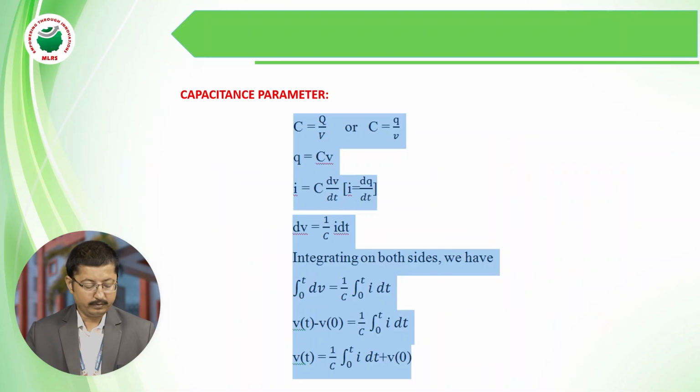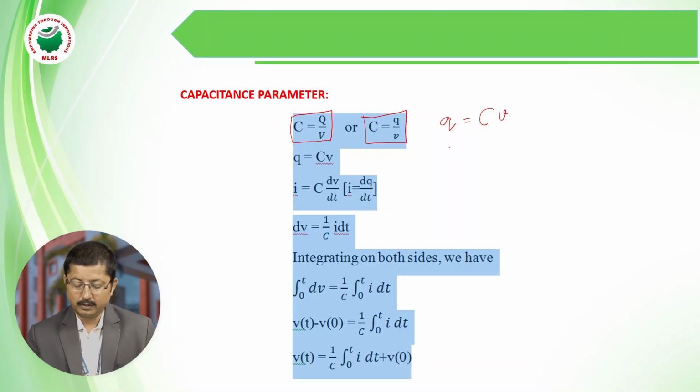Now we can see the relations for voltage, current, power and energy of a capacitor. First, the capacitance definition. The capacitance C is equal to Q by V, the amount of charge that can be stored for 1 volt applied. From this relation we can write C equals Q by V. Therefore, Q equals C times V.